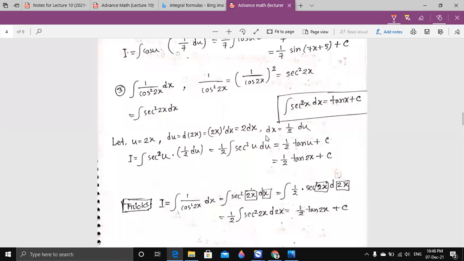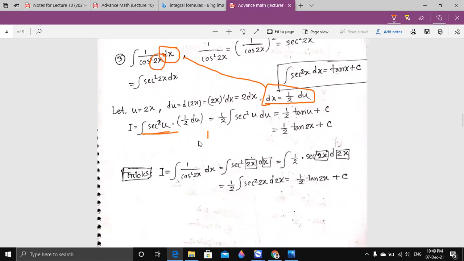So see here, we get dx is equal to half du, and then we just substitute it back into our main function. Here, dx is equal to half du. So you see, 1 by cos square 2x, that is sec square. We already let 2x is equal to u. That means 1 by cos square u, this will be sec square u.